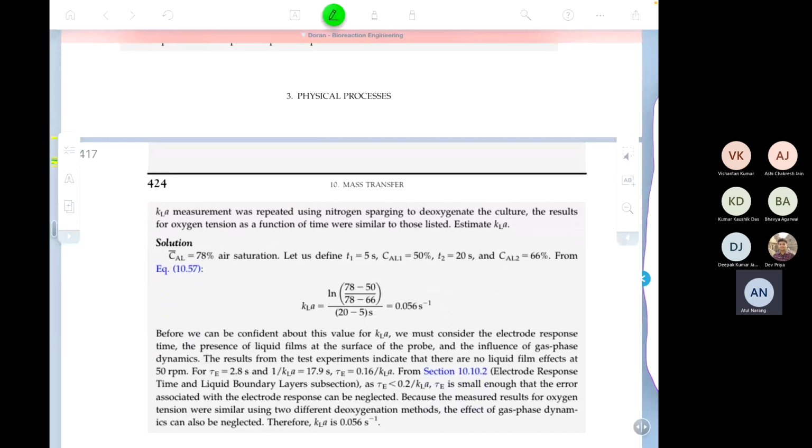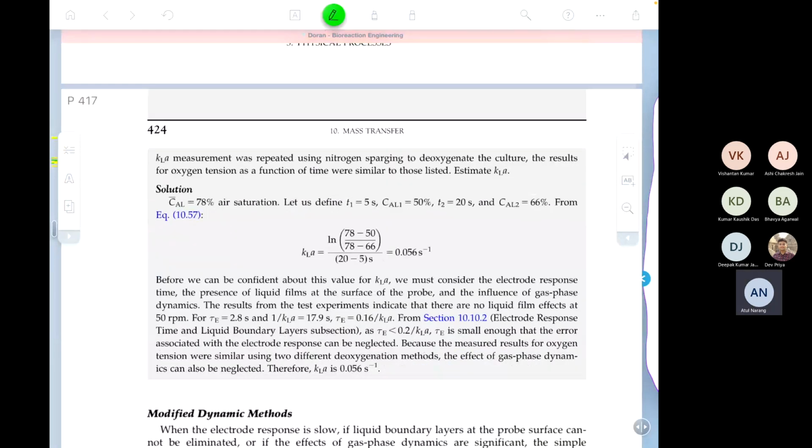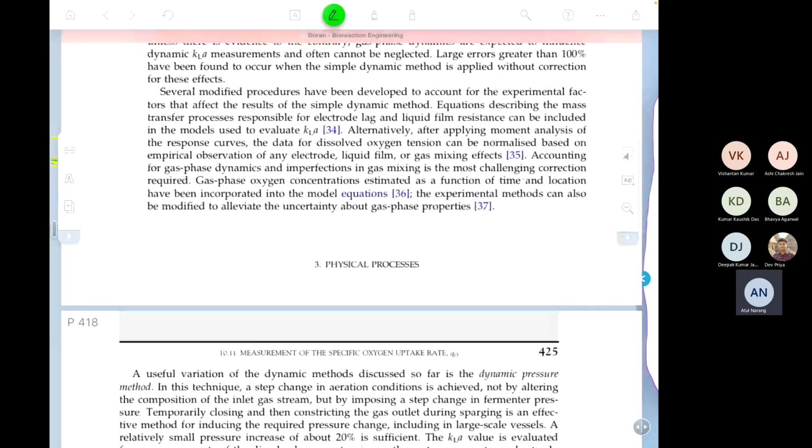I mean, KLA changes exponentially. So, you're given two time points, T1 equal to 5 seconds, T2 equal to 20 seconds. You're given the value of the dissolved oxygen concentrations. Just use the equation to calculate the value of KLA. Okay? So, please take a look at this.